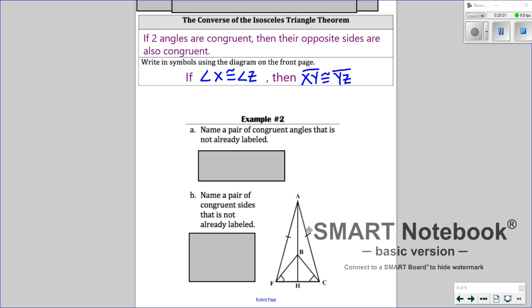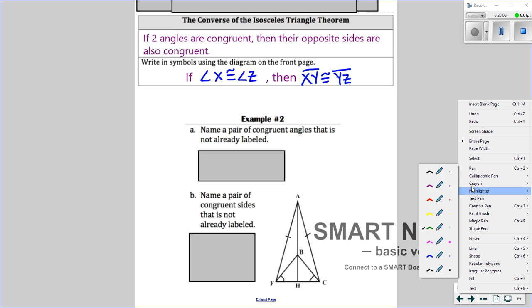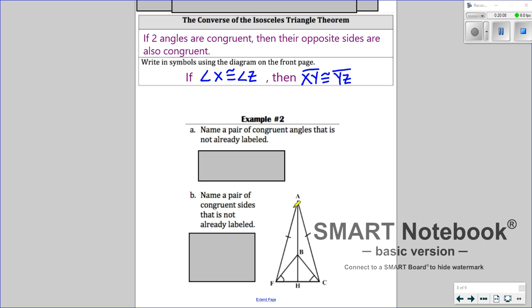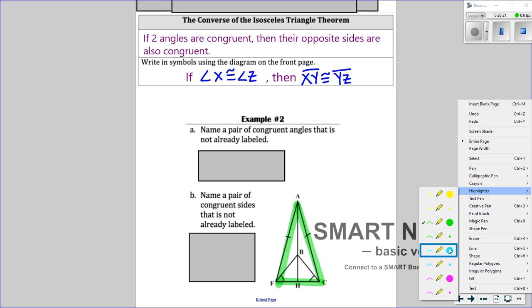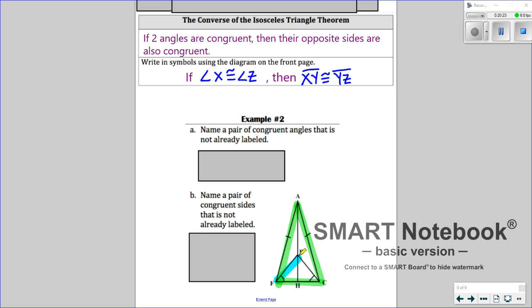So we have some of the labeling. So we know that this whole triangle, I'm going to use green for that triangle, is an isosceles triangle because of the marking. And then the little one, which I will use blue for, shows that triangle BFC is also an isosceles, because look at the angles. They're congruent. So therefore that means the sides will be congruent.